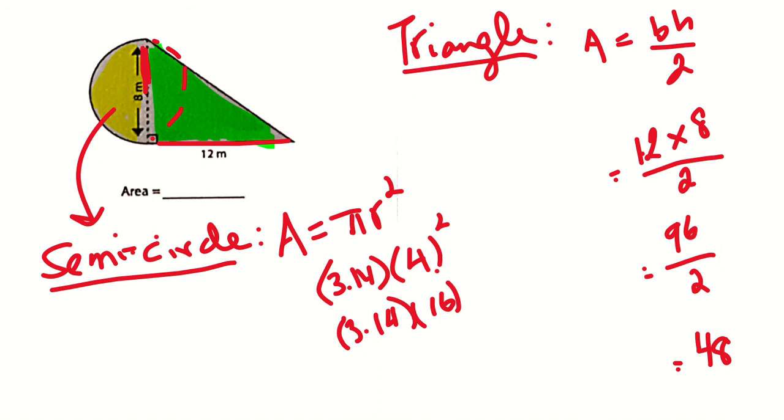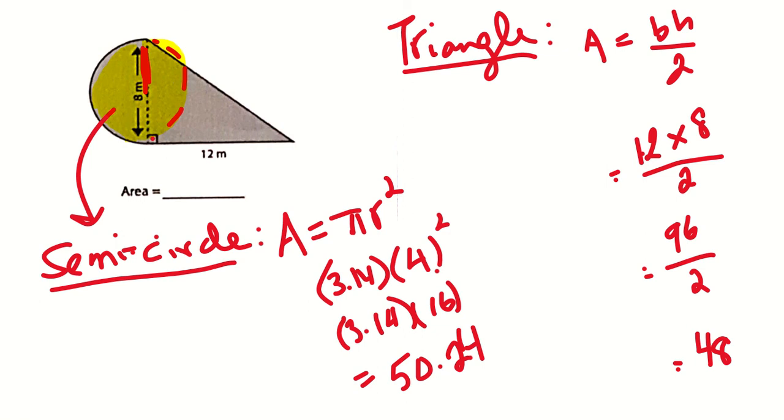I believe that comes out to 50.24. Okay, now pause right there. We're still on the semicircle, but we were pretending it was a full circle. So what we did is we found the area as if that circle was a full regular circle. This is what we found out, 50.24.